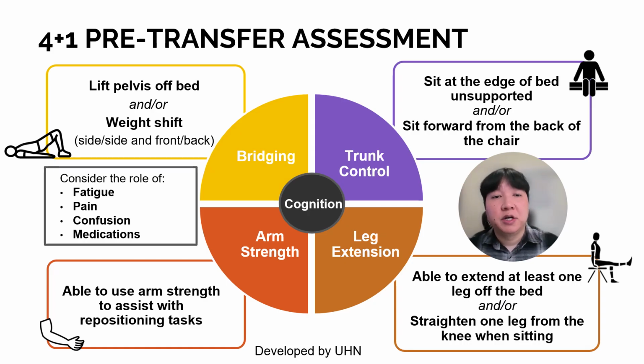Before initiating a transfer, have the client perform the following 4 steps. First, for core or trunk control, have your client sit at edge of bed unsupported or sit forward from the back of their chair. Second, test the client's leg extension by asking them to extend at least one leg off the bed and/or straighten one leg from the knee while sitting. Third, test their arm strength by asking them to use their arm to assist with repositioning themselves. 4. Bridging. Ask your client to lift their pelvis off the bed or weight shift side to side and front to back in their chair.